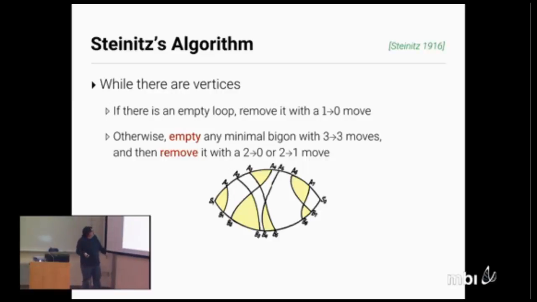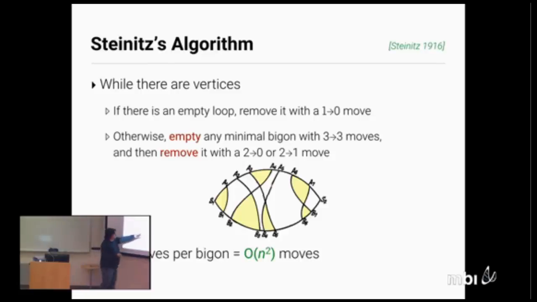If there are vertices left to get rid of, look for empty loops. If you don't find an empty loop, look for a minimal bygone, clear it out, and then delete it. Because clearing out a single bygone, you have to remove at most n faces. Each bygone requires a linear number of moves, and so you get a quadratic upper bound overall.